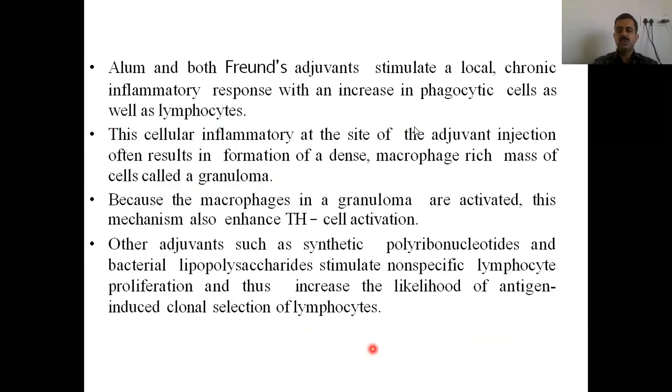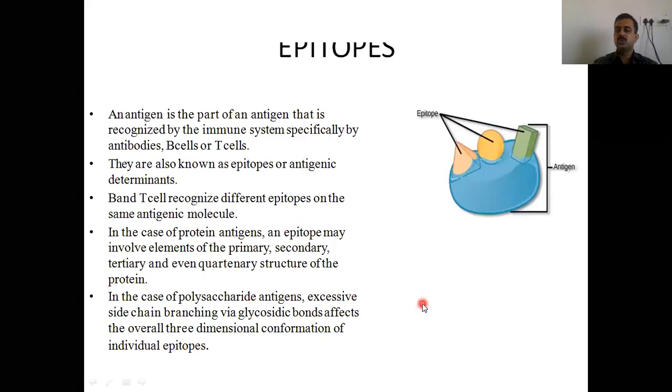As far as alum is concerned, alum and other fluid antigens stimulate the local chronic inflammatory response, which increases phagocytic cells. So the inflammatory response is also activated with the help of these adjuvants. Okay. Now, epitopes. What are epitopes?